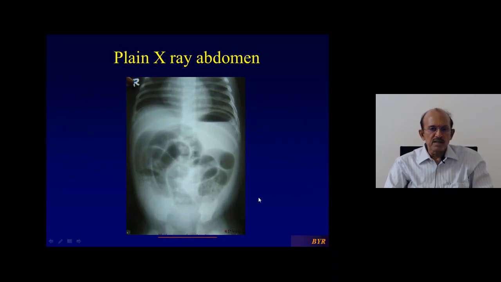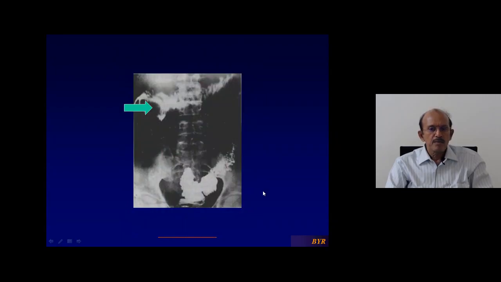By the plain X-ray, what can you say? You can't say anything. It is just a case of air shadows in the ileum. This is the barium enema. This is very useful. You can see this is called the claw sign, because the intussusception is coming here. So here is the inner tube. This is the space between the inner tube and outer tube. Into this space the barium enters. You can see the barium entering. This way, because of this projection, they appear like claws.